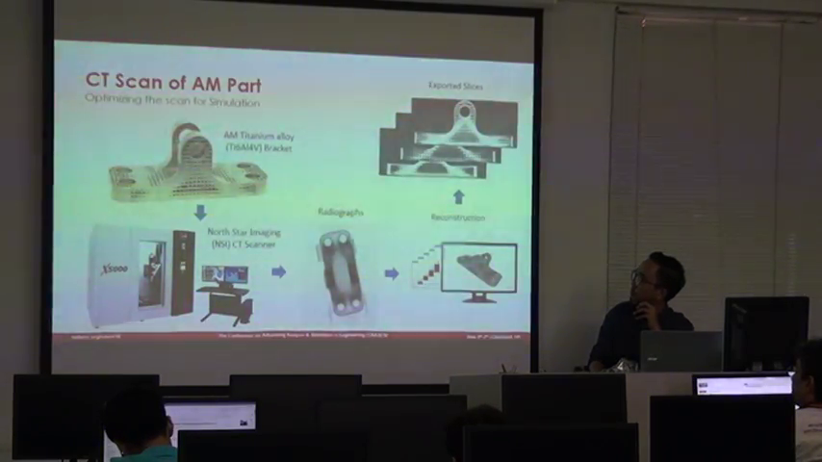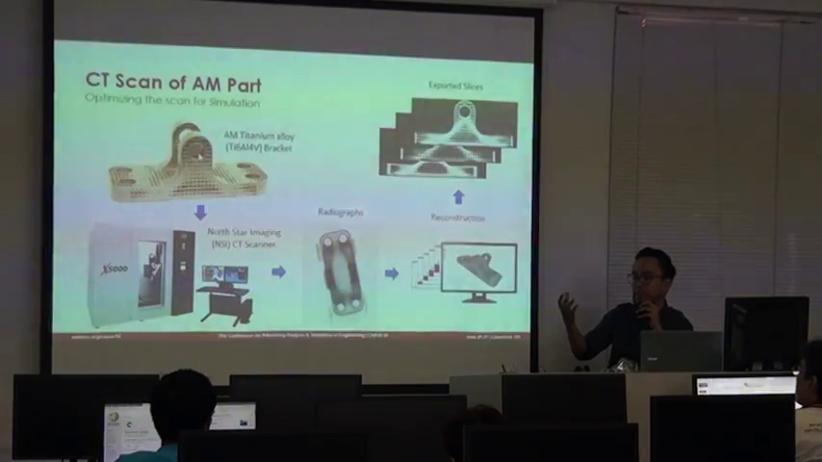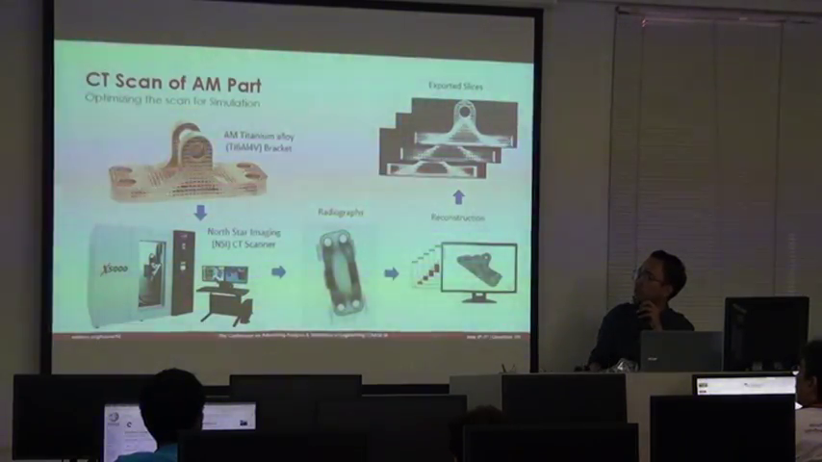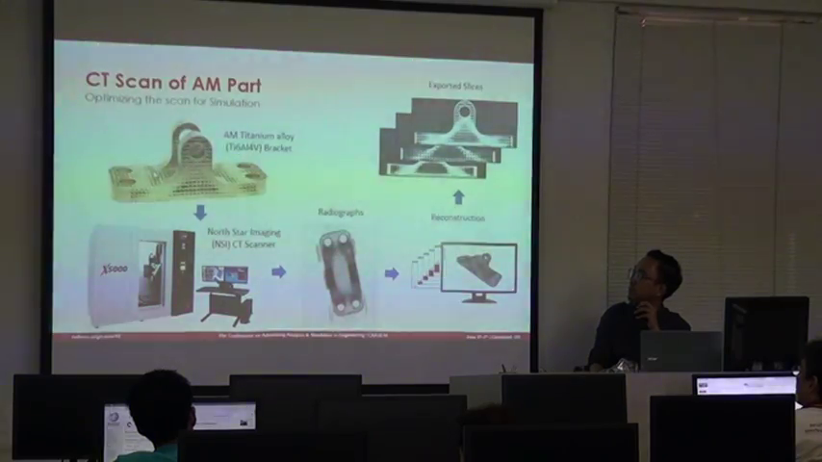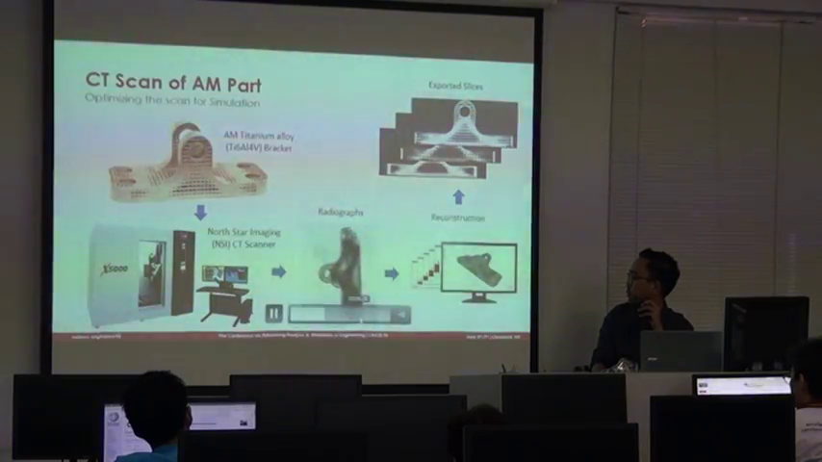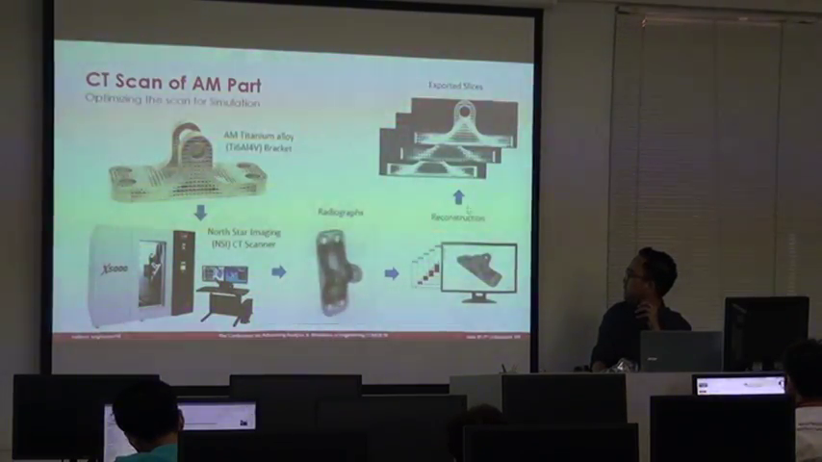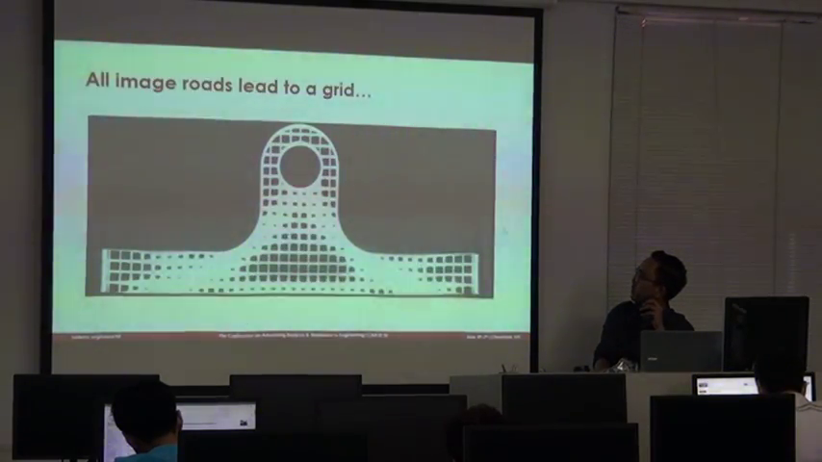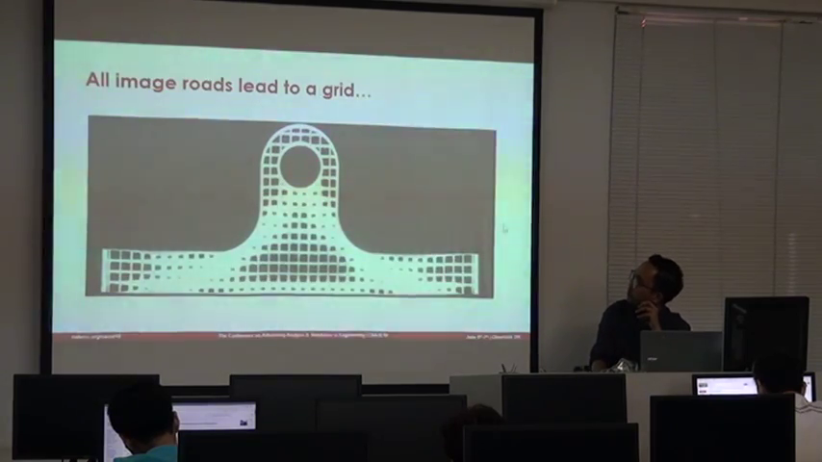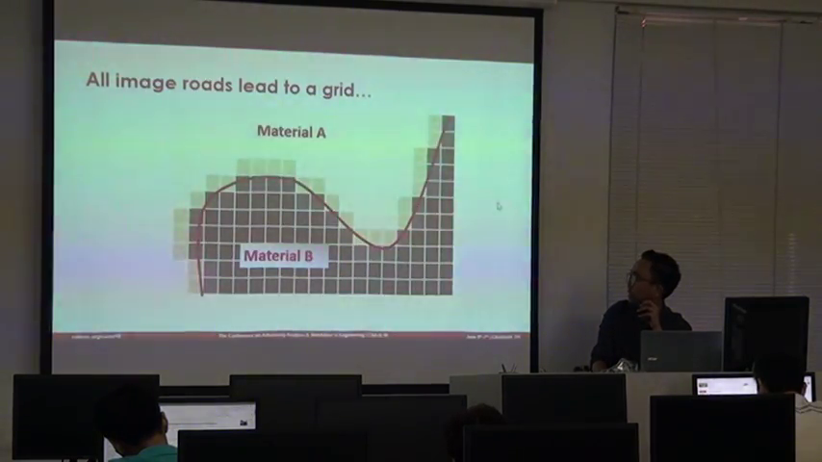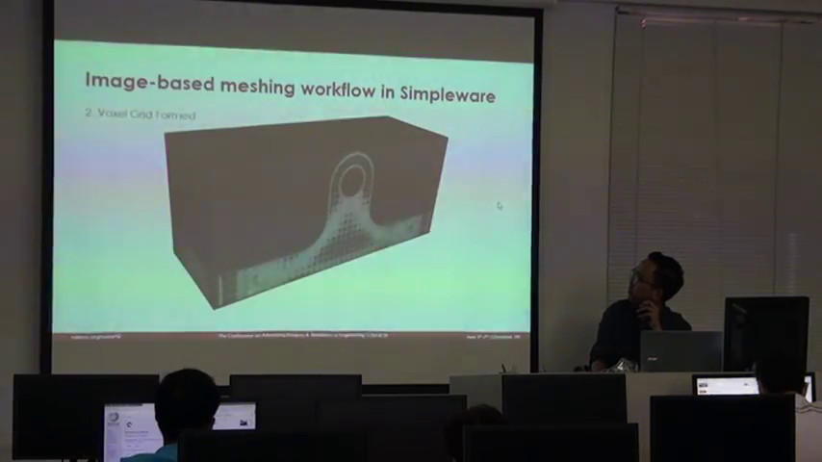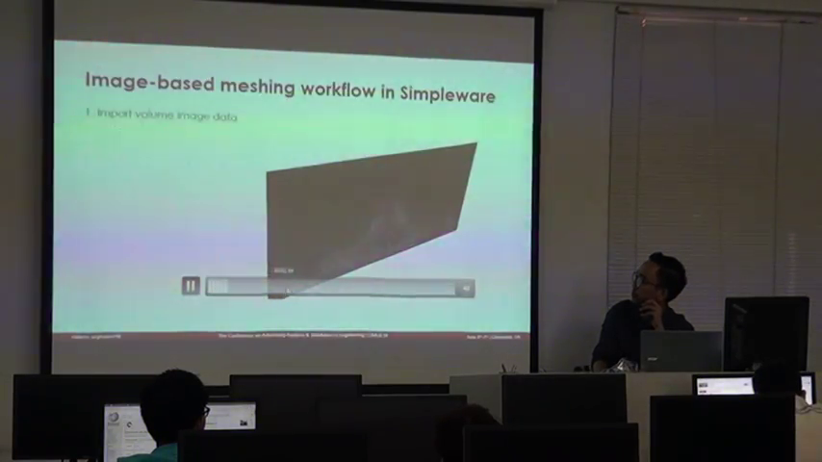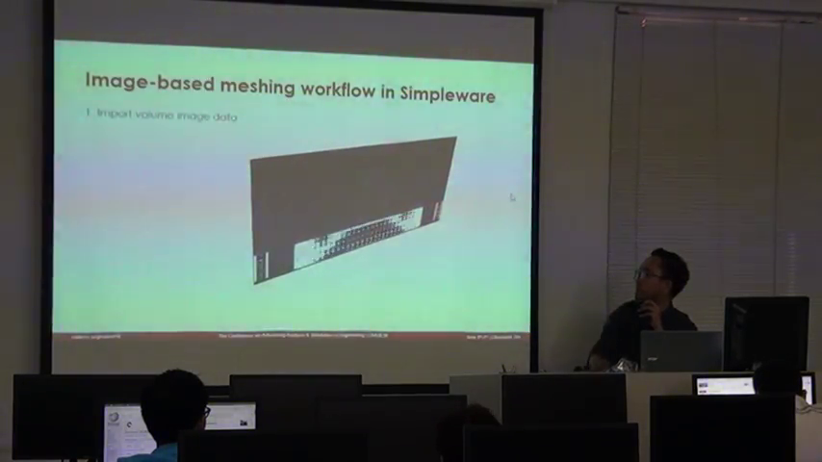So this is a CT scan of the part. So we do the 3D printing. We obtain the 3D printed part. Then we use a CT scanner to scan the 3D printed part. Then we have the images. So this is the view of the images. Then we use Simpleware to generate the 3D model. Okay, this is an exported slice. This is to detail. Okay, so what they do, they import the volume image data, as I showed to you just now, so a stack of 2D images.